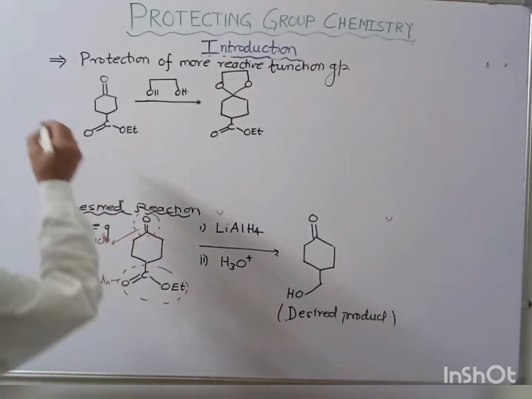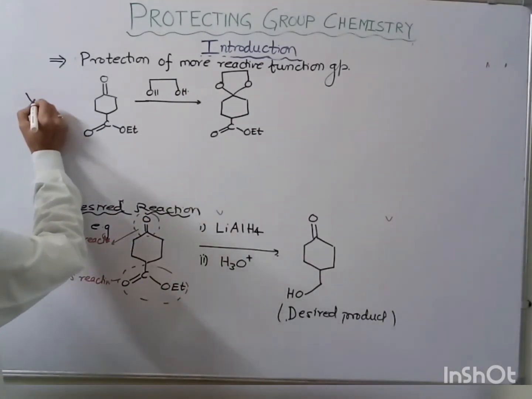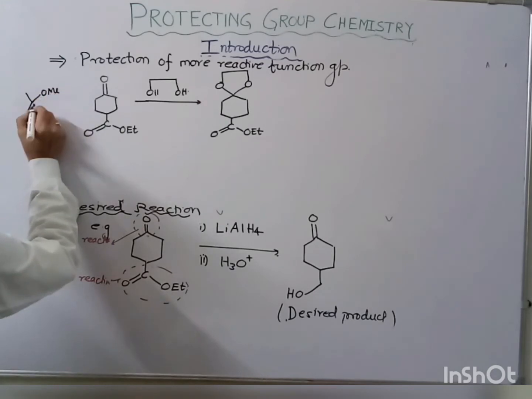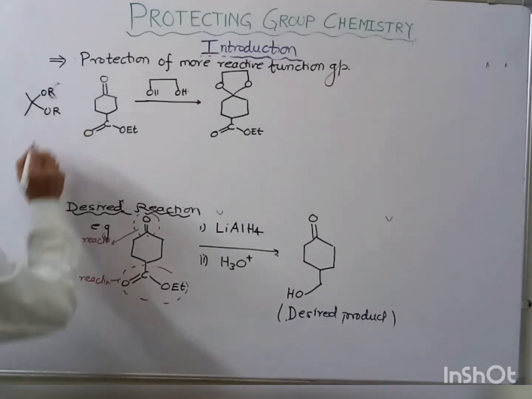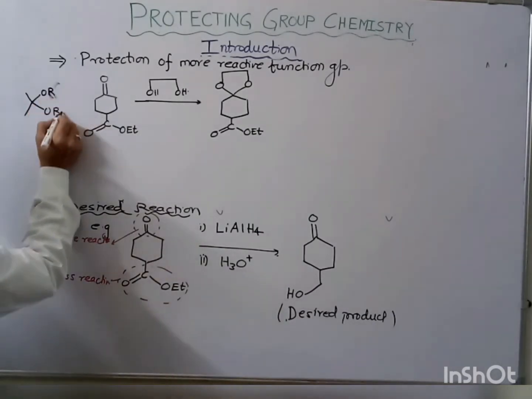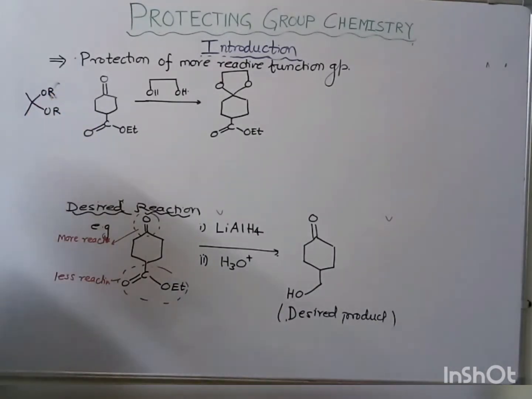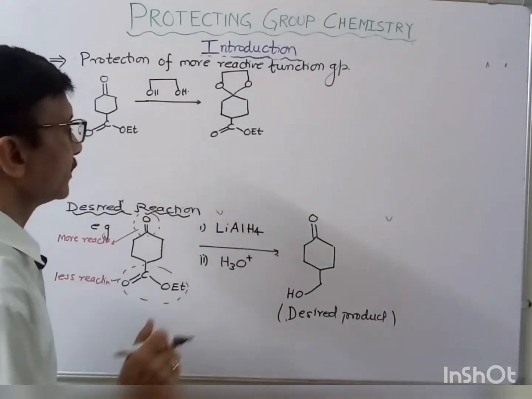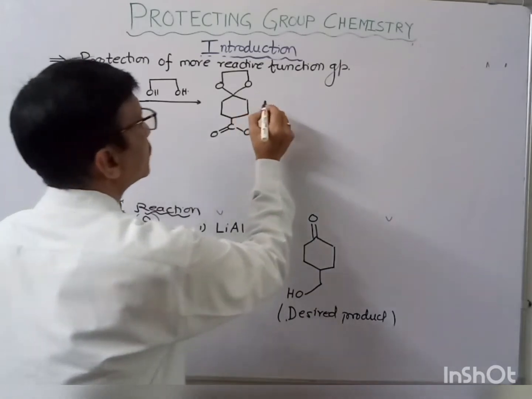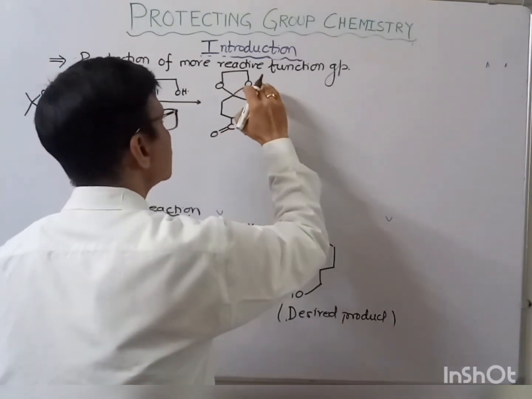So what is an acetal? This is the acetal, or OR, we can write OR. If we make it cyclic like this, then this will be the cyclic acetal. Now the cyclic acetal is formed, and once this is protected, we can do the next reaction.